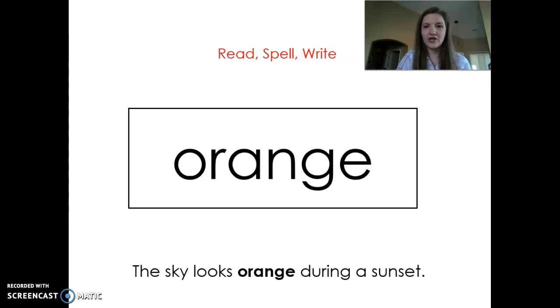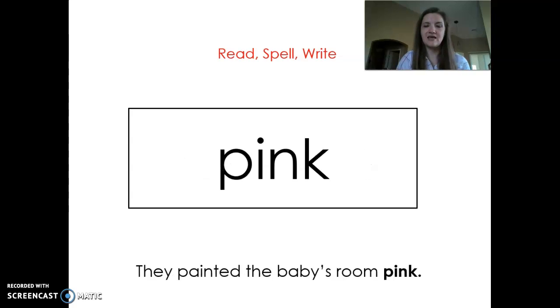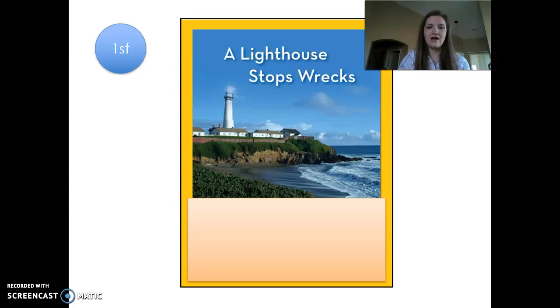Now we have orange. How do you spell it? O-R-A-N-G-E. And finally, we have pink. How do you spell it? P-I-N-K. Awesome job. Okay, so here is our little decodable for today.